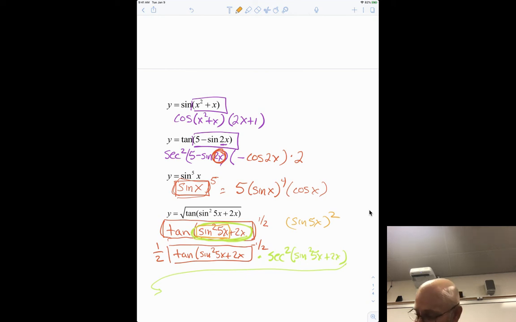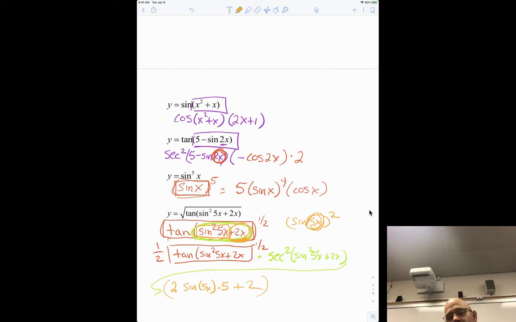Second power, so this would be 2. Drop that power, sine of 5x, all to the first. But remember that 5x is a circle. It's another composite function. This is a nice long drawn out problem. So times 5. I've got this last little plus 2x left right here. So it's a plus 2.